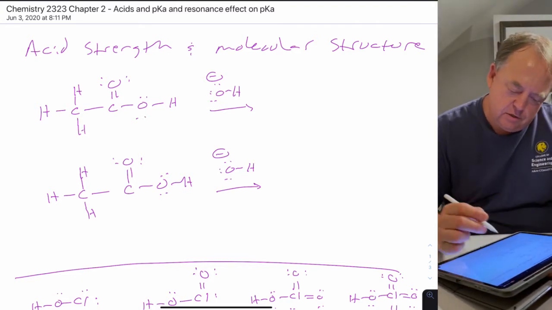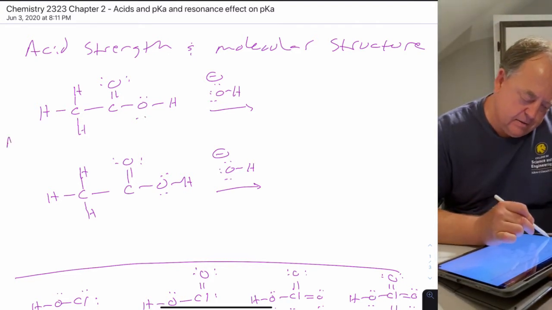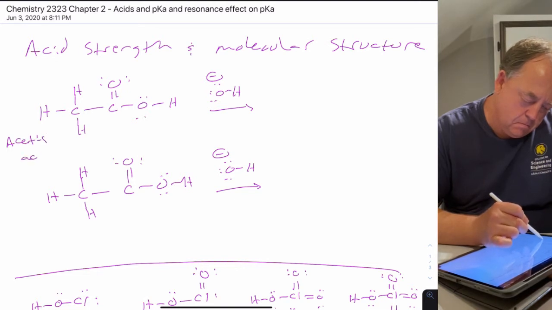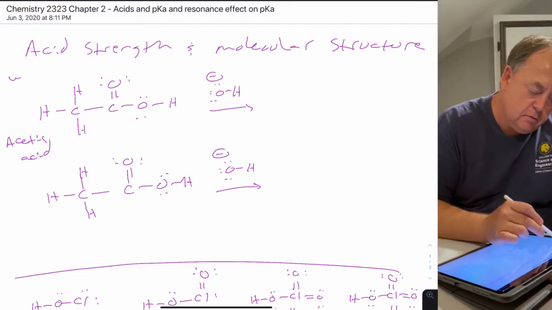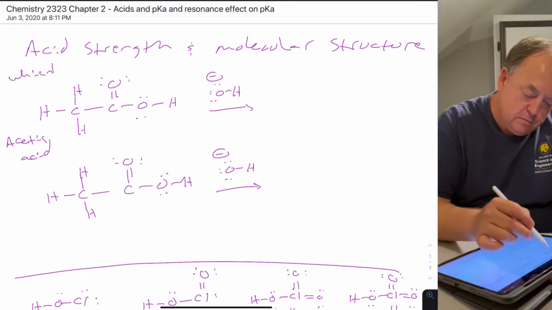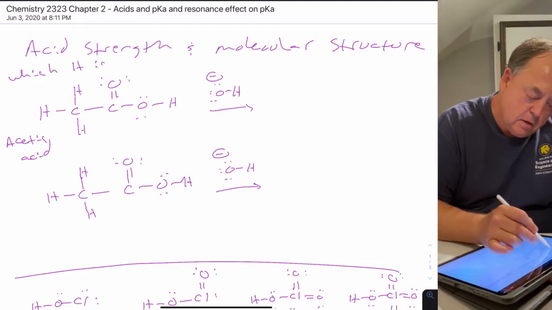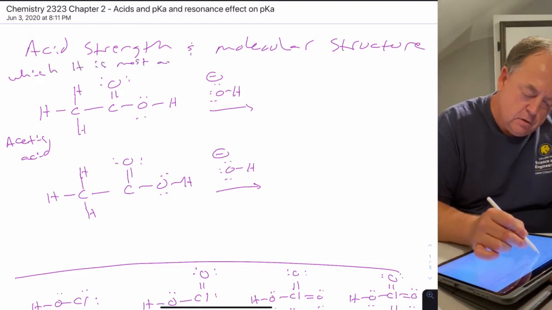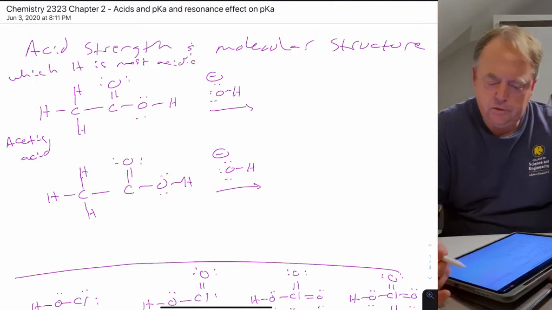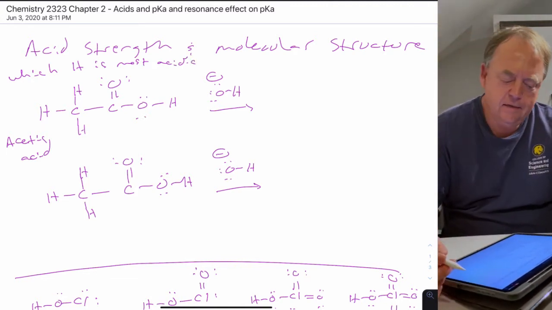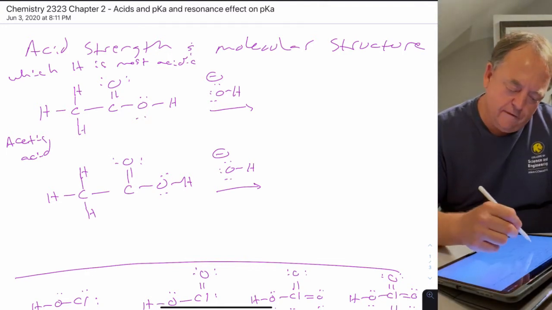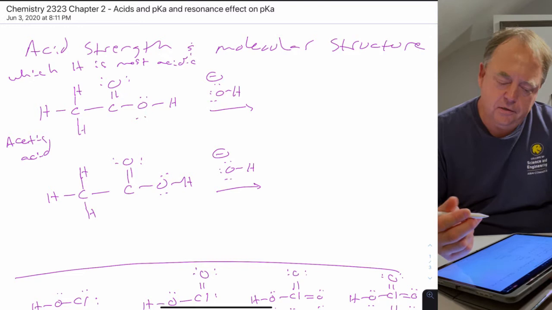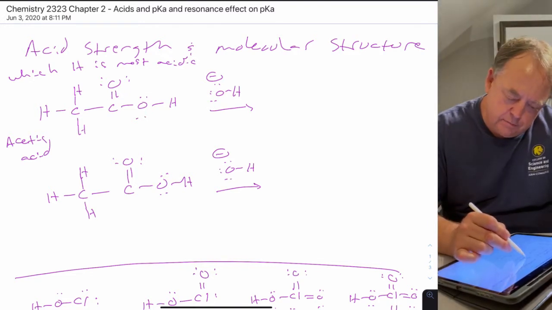So if we take this molecule, acetic acid, which is what's in vinegar, which hydrogen is most acidic? If you remember, what's the definition of an acid? An acid is a proton or a hydrogen donor. So we've got 4 hydrogens. Which one's most acidic? So hydroxide is a base.